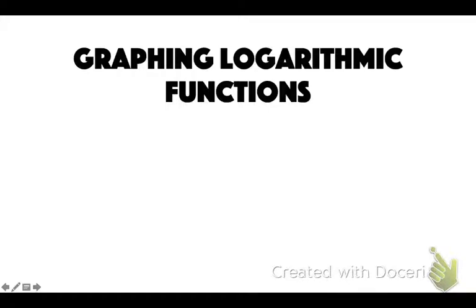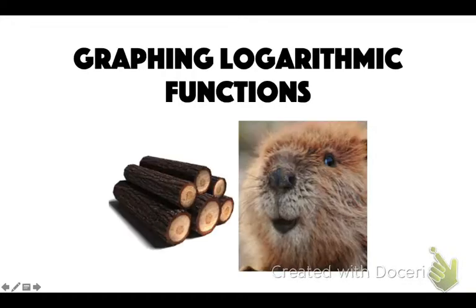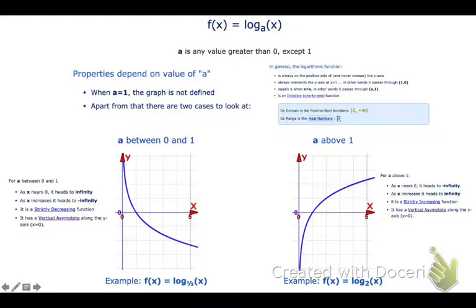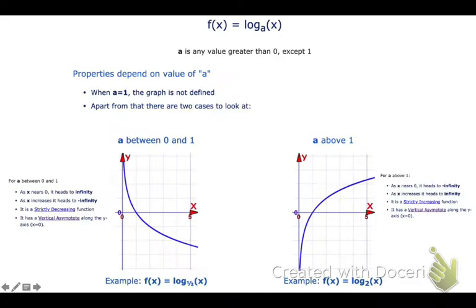Okay, graphing logarithmic functions. For logarithmic functions, it's a lot like the exponential functions. I mean, they're inverses of each other, so it makes sense that they're a lot alike. But if a is between 0 and 1, it'll be a decay. And if a is greater than 1, then it's going to be strictly increasing.